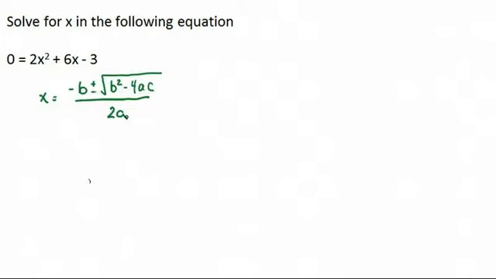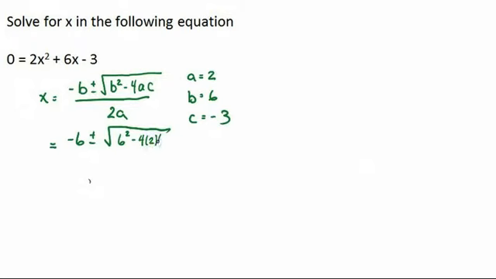So negative b is minus 6 plus or minus the square root of b squared, which is 6 squared, minus 4 times a, which is 2, times c, which is minus 3, all over 2 times a, which is 2. So we end up with negative 6 plus or minus the square root of 36. 4 times 2 is 8. 8 times 3 is 24, so that's plus 24 all over 4.